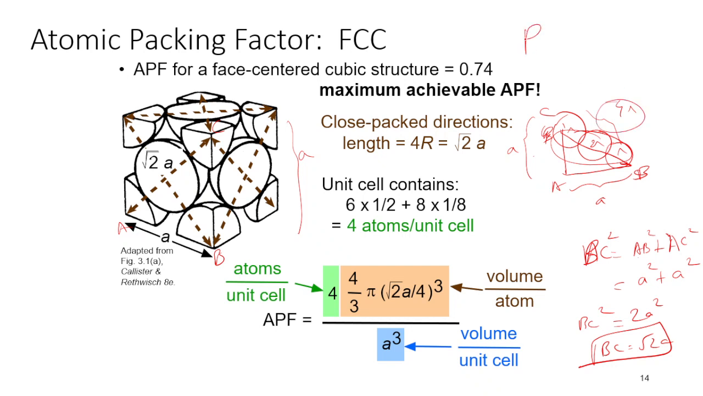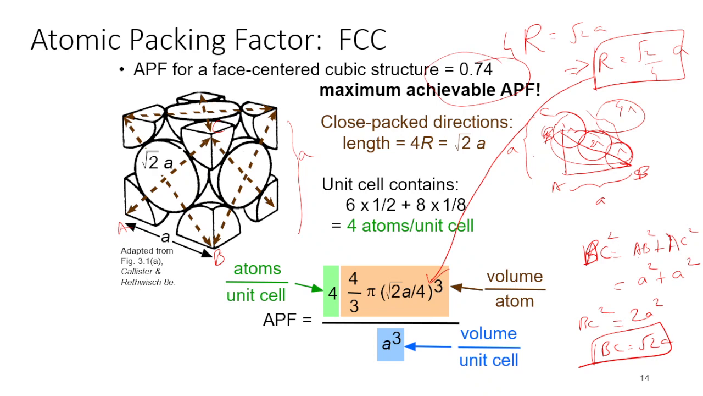Now we can find the R, right? What is it? 4R is equal to root 2 A. Therefore, R is equal to root 2 by 4 into A. So we take this and substitute over here, then we get the atomic packing factor of 0.74. So this is the atomic packing factor for FCC. Then there is one more, HCP, we will go for that.